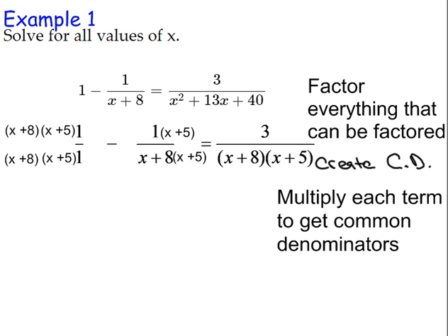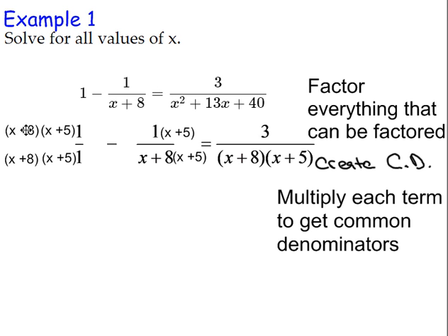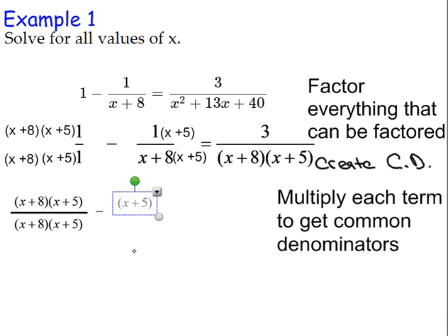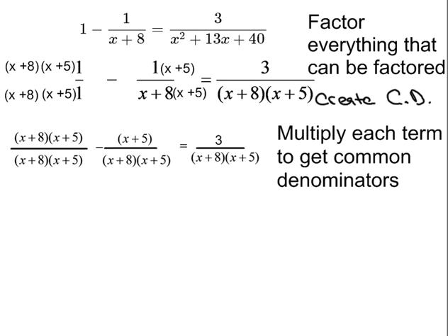So if I just multiply all this out, what am I going to get? That's x plus 8 times x plus 5 times 1. I'm going to leave it like that for now, I'm not going to FOIL it out yet. And then on the bottom, I have the common denominator of x plus 8 times x plus 5. So minus x plus 5 over x plus 8 times x plus 5, and I just get 3 over x plus 8 times x plus 5 there. So now I have common denominators.